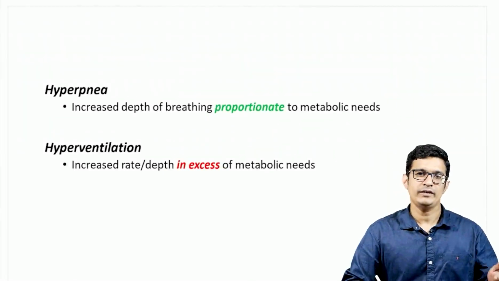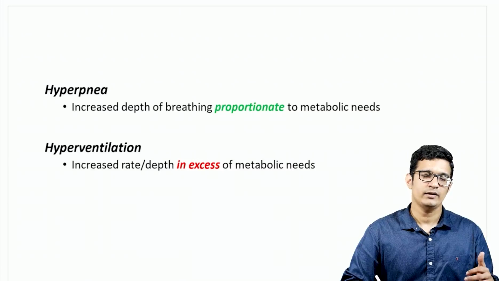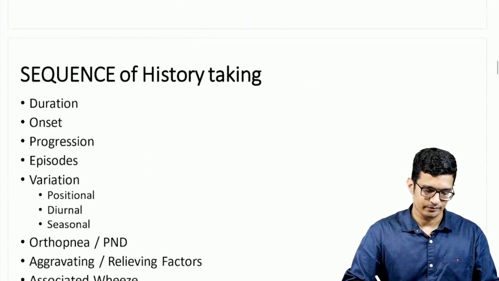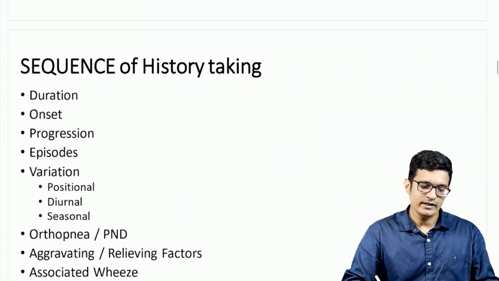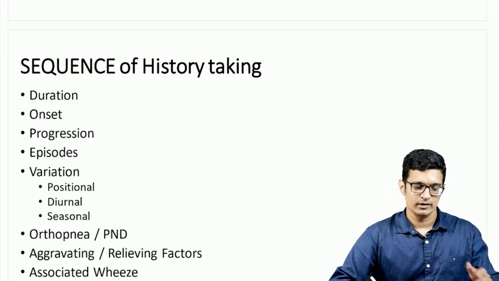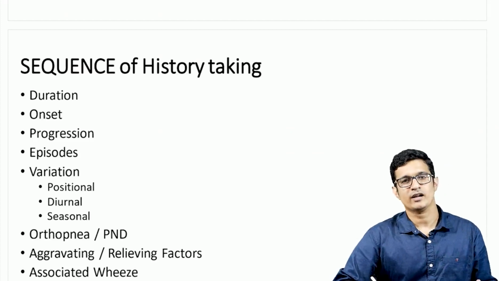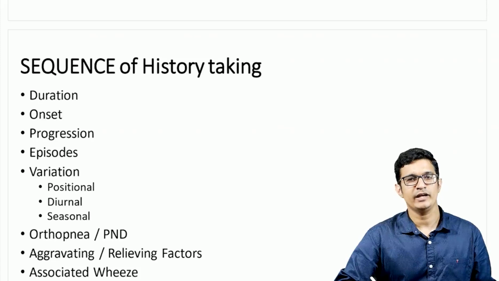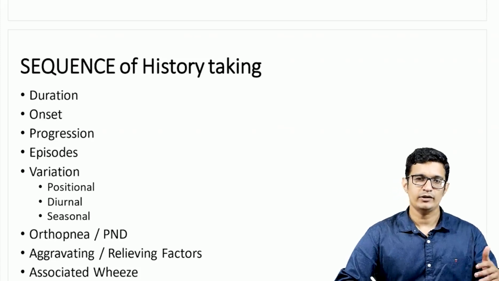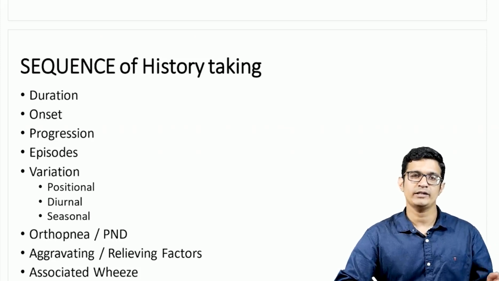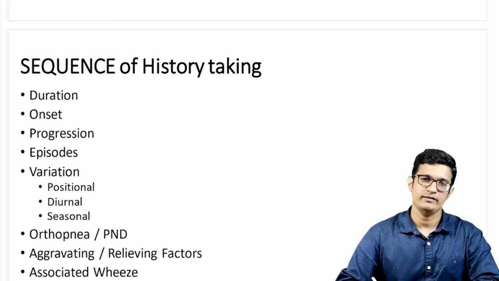Now we will proceed to the important clinical pearls that we need to keep in mind when approaching a patient with dyspnea. Essentially, the sequence of history taking involves going in a structured and systematic manner. Whenever somebody complains of dyspnea or difficulty in breathing, we need to structure the history in this manner, and this is the sequence with which you are expected to present in the exam in front of the examiner as well.